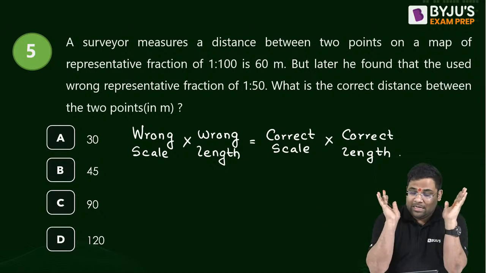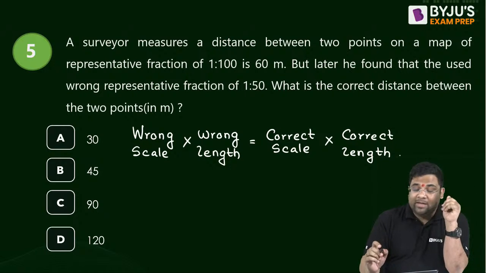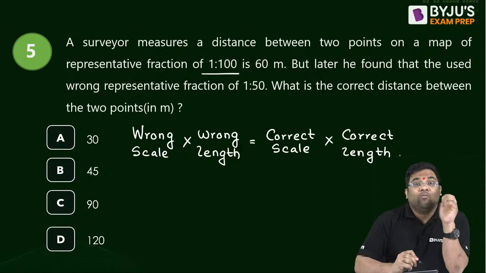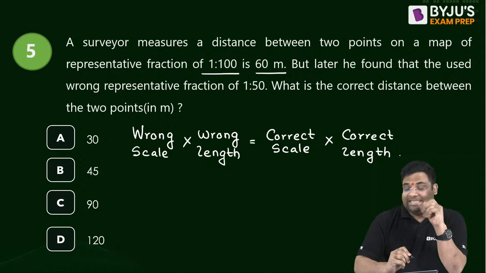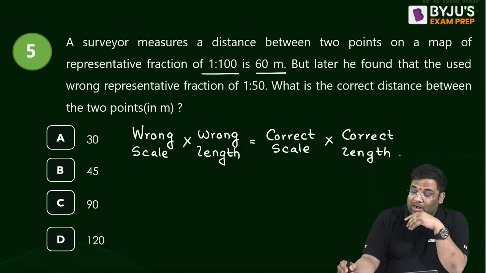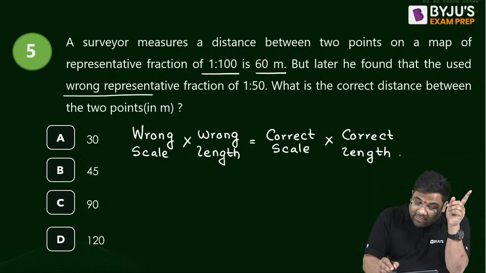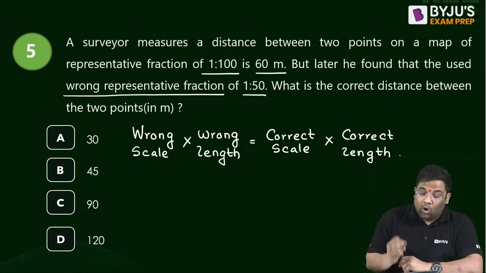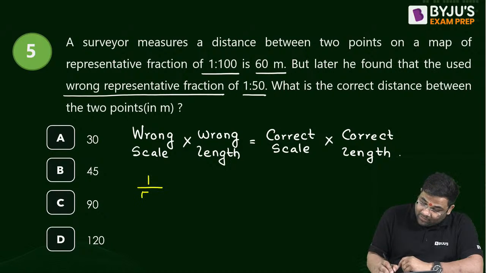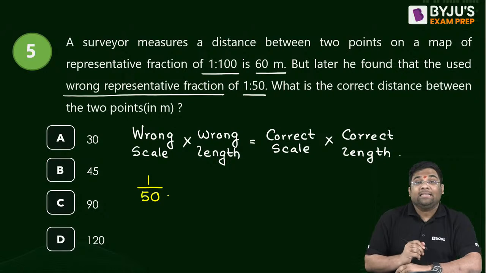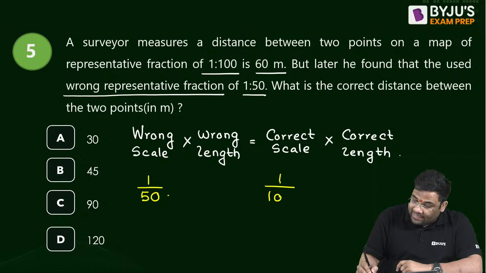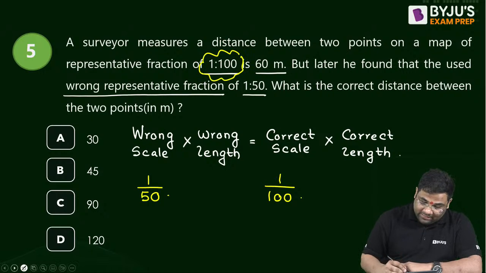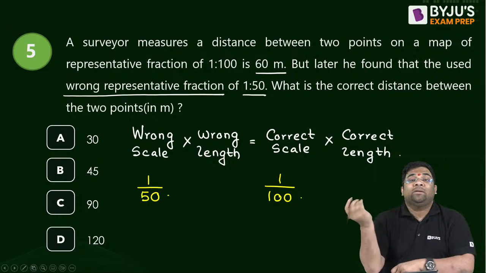Correct, wrong. Now here, you see a surveyor measures a distance between 2 points on a map with a representative fraction of 1:100, and this measured value is 60. But later he found that he used the wrong representative fraction of 1:50. So which one is the wrong scale? Wrong scale is 1:50, right? And correct scale is 1/100. Actually it was 1/100, but he used the wrong scale. It is written right, but he used 1:50, which is the wrong one.